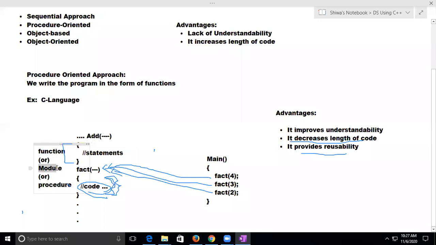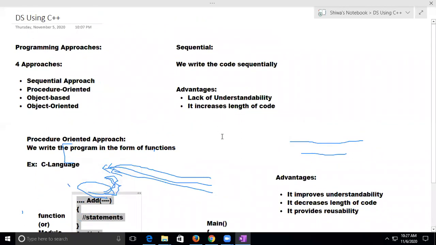You can use the term function or module or procedure. So this is about the procedure oriented approach. C language follows the procedure oriented approach. Writing a program in the form of functions is one style. Writing the code sequentially is another style.